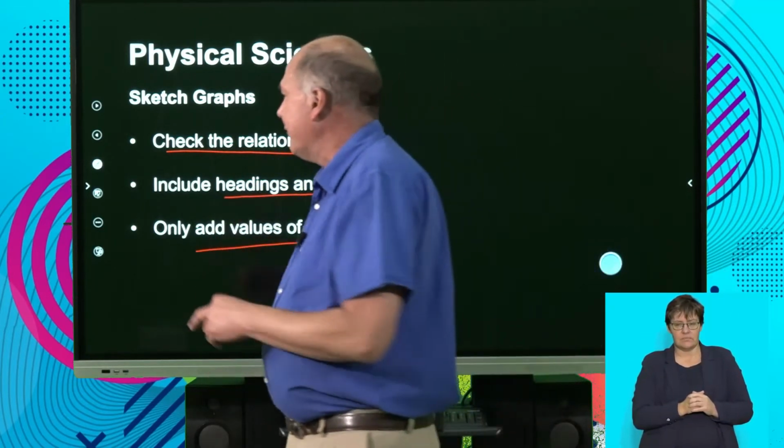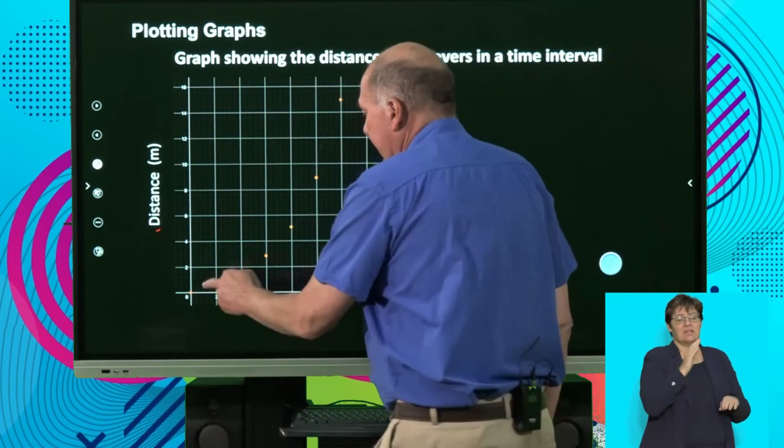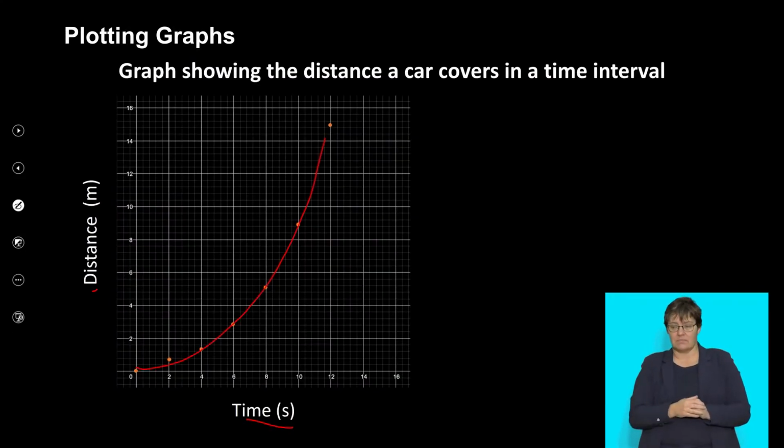So let's have a look at a sketch graph that we might want to look at. This is a distance versus time graph. You'll see here I've accurately plotted the points. That's not a sketch graph, but it's giving you the shape of the distance time graph. As I've drawn it before, I'm going to draw it again. You can see that's like a parabola.